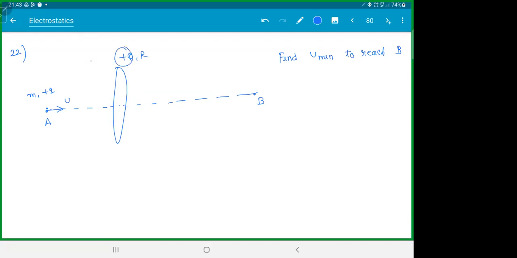This is positive, this is also positive. So both will repel, it will slow down. So if you don't give enough speed, what will happen? It will go like this and come back. To find the minimum speed given to reach B, I told you this many times. Whenever someone says find the minimum or maximum, think conservation of energy.